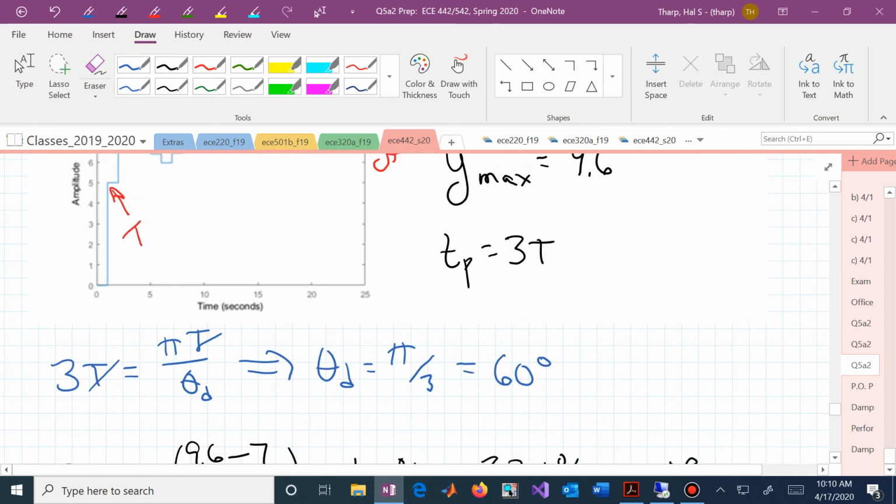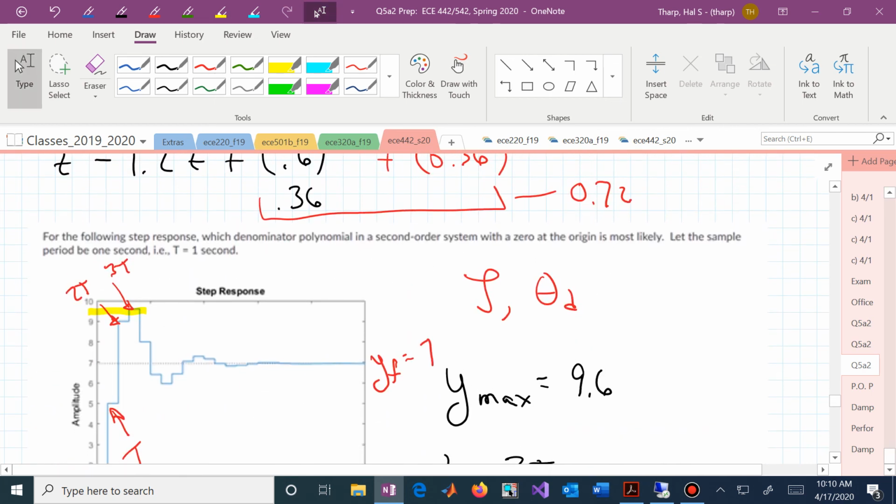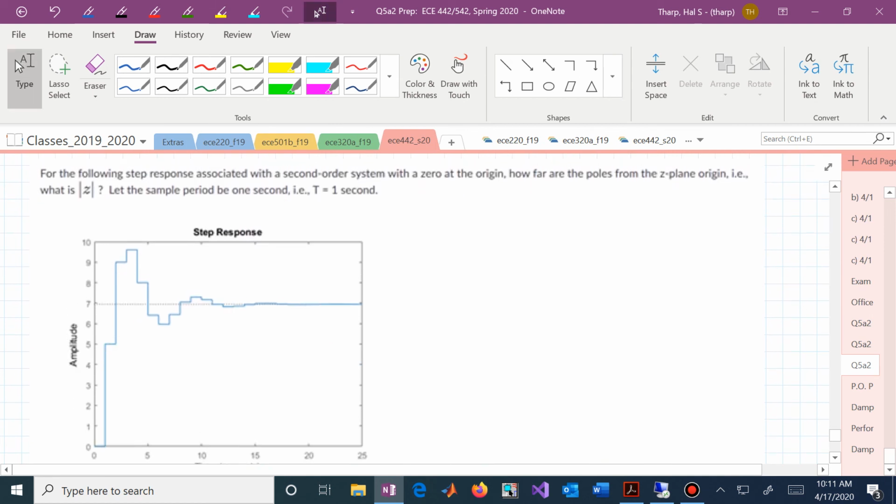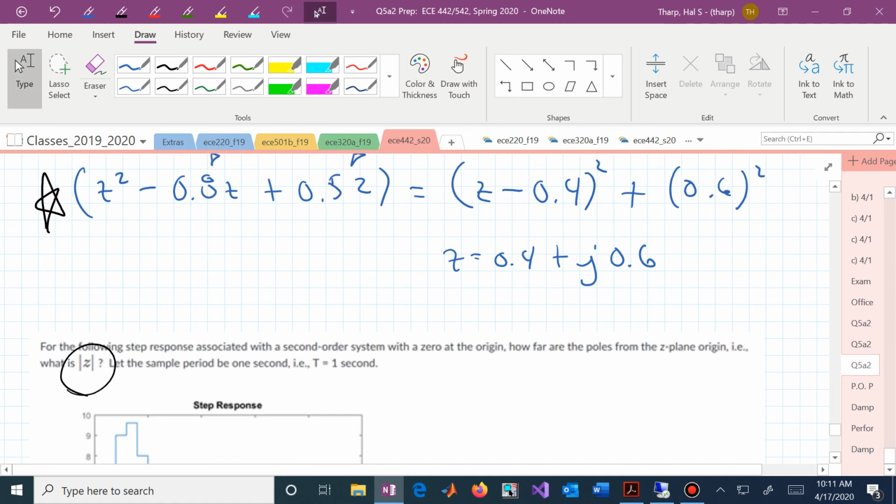I think it asks for a denominator polynomial. This looks like the same step response. So for the following step response, we've already found everything that we needed. Now we're asked to find z, the magnitude of z of our closed loop pole. Well, that we just found.